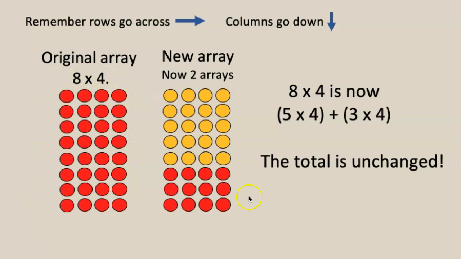Our original array of 8 times 4 is here with all red dots. If we now make a new array and we have 5 yellow dots in our column but 4 across on our row, we now have 5 times 4. On our red one, we have 3 rows with 4 still going across. One number stays the same and the other number splits. The total is unchanged, as you can see from these two arrays.